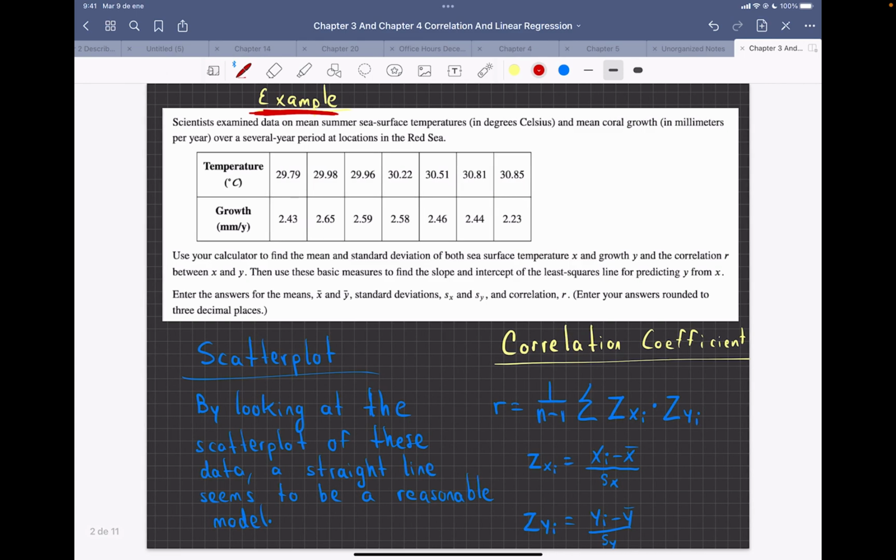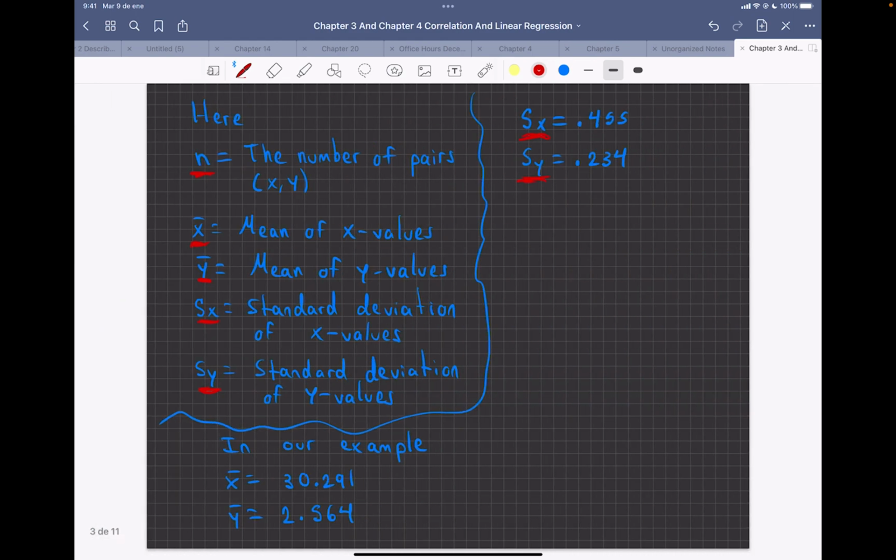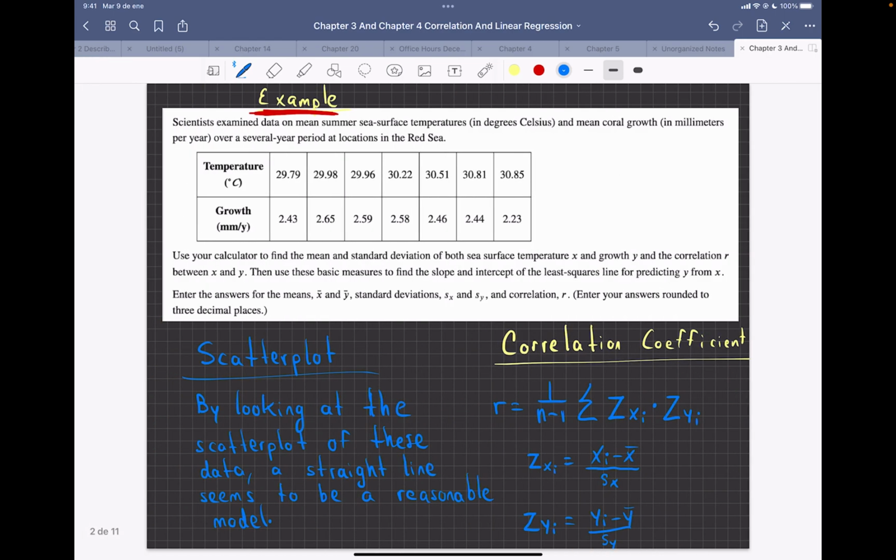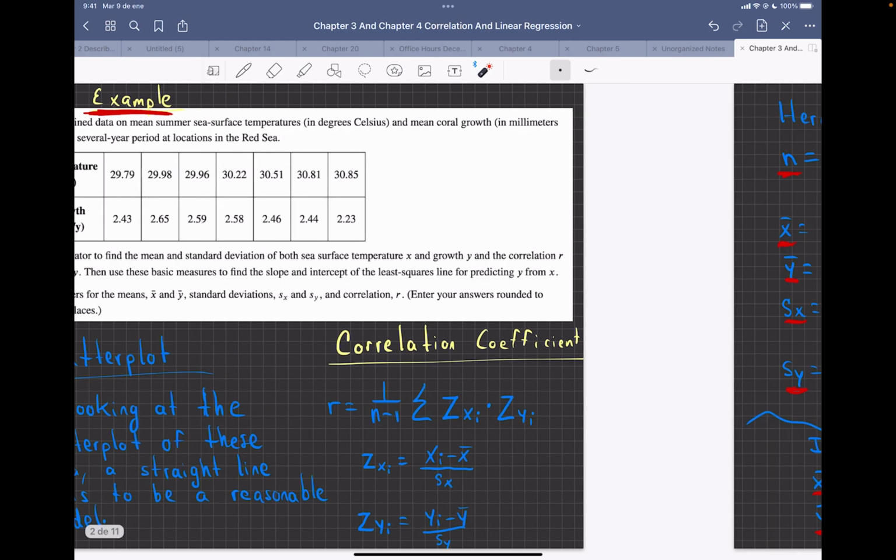For example, I'm going to compute R. In our example, N is equal to what? It is equal to 7. There you have it. So what is going to be R? R is going to be 1 over n minus 1. I'm following this formula.